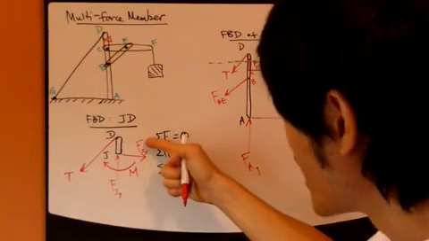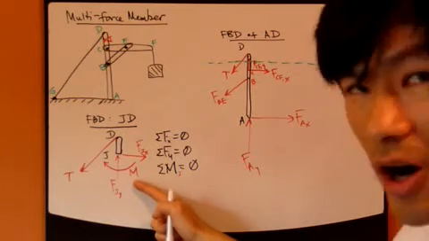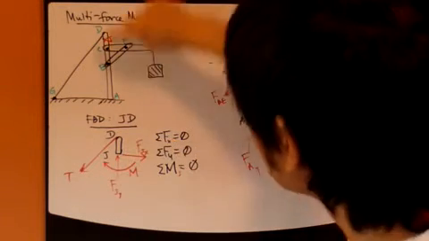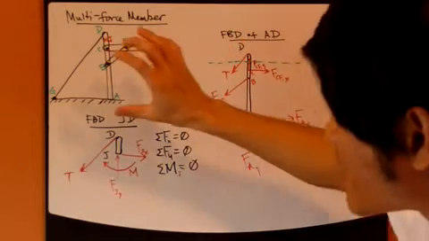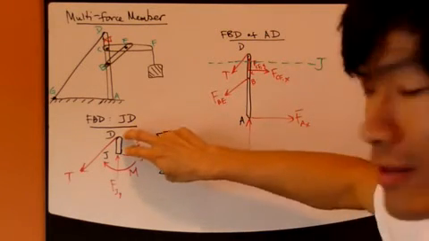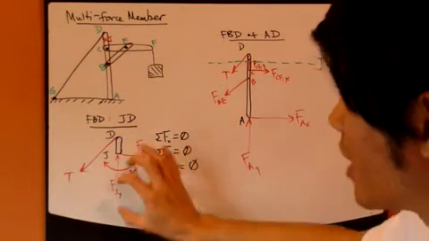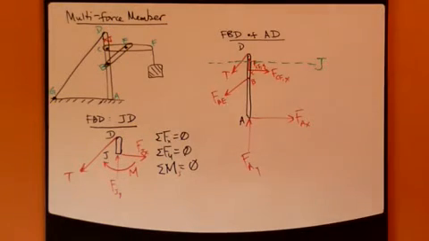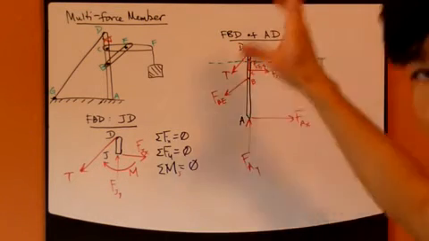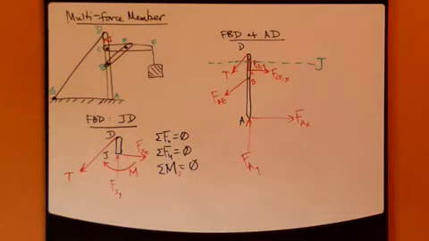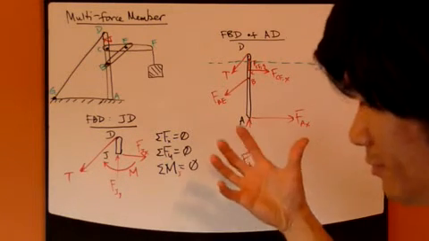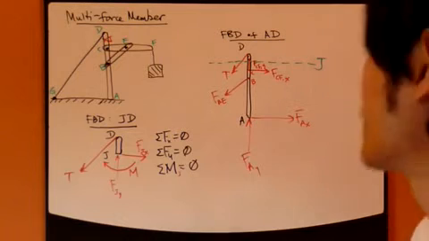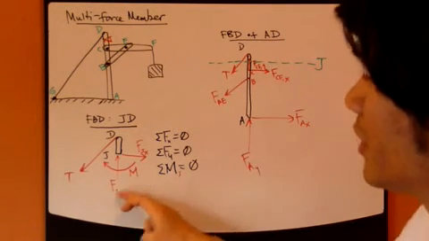These three guys, F_Jx, F_Jy, and M, are the internal forces at this J right here, internal to this AD member. However, when we look at this JD section, these three guys now have become external to JD, but they're internal to AD. That's why they don't appear in this AD free body diagram, but instead they appear here. So these three are the internal forces and moment to this AD member. Next thing is just figure out the magnitude of each. That's all.